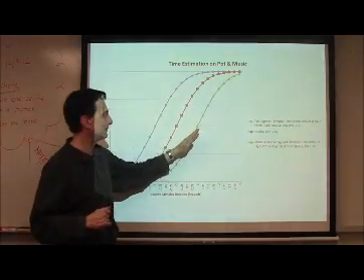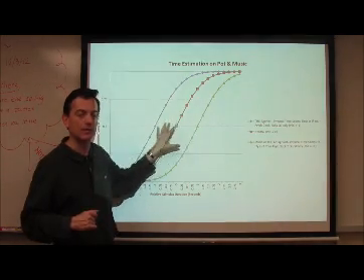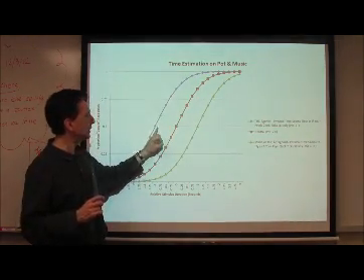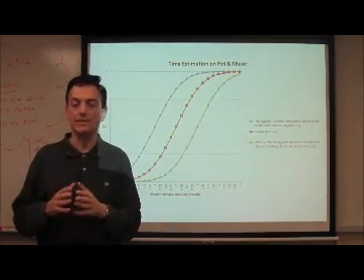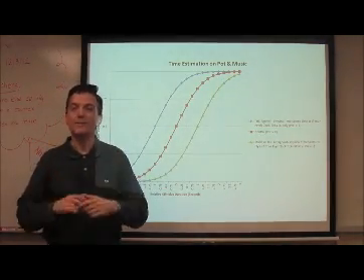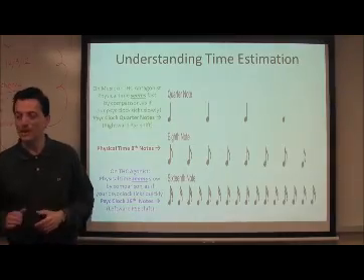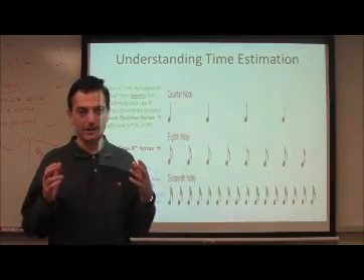And it's not so much a shift in the slopes. These slopes are really quite comparable to each other. Rather, it's a change in the point of subjective equality, which corresponds to our accuracy, the extent to which our estimate of time matches a standard. Okay, let's see if we can say that same idea a different way.